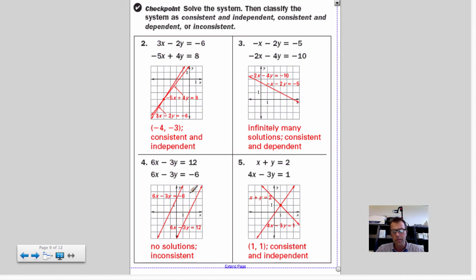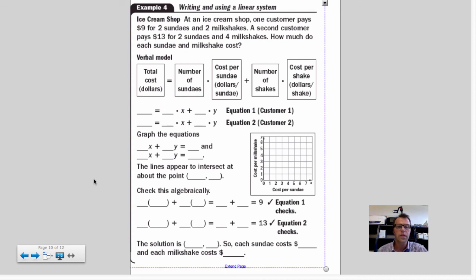A last example to give you is going to be our word problem. The word problem. Here we go. So this is an ice cream shop. One customer pays $9 for 2 sundaes and 2 milkshakes. And the second customer pays $13 for 2 sundaes and 4 milkshakes.